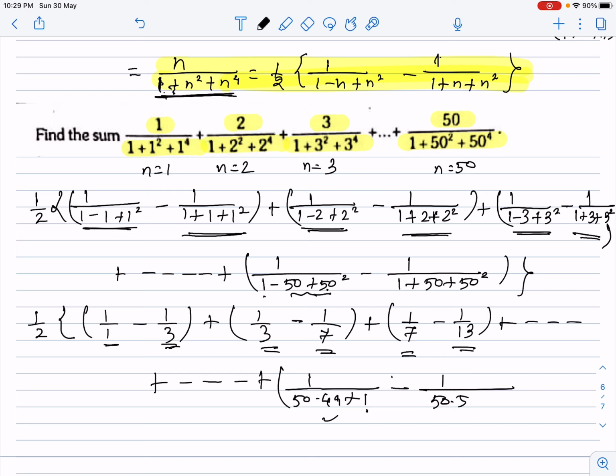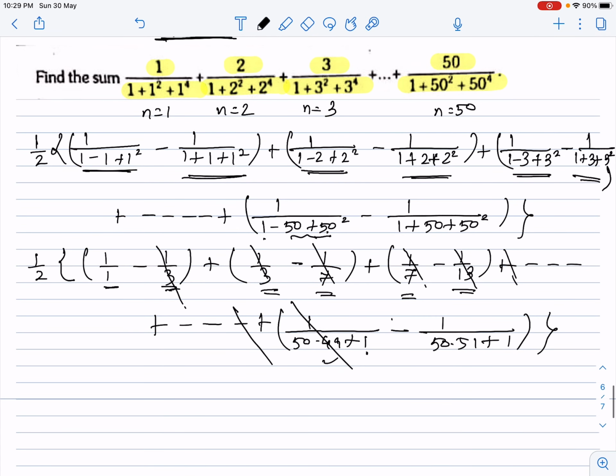That's great, sir. Now how will we cancel out the things written over here? Minus 1 by 3 got cancelled with plus 1 by 3. Minus 1 by 7 got cancelled with plus 1 by 7. Minus 1 by 13 got cancelled with plus 1 by 13. And here the minus sign will be getting cancelled with the plus sign written over here. That's awesome. Now let's simplify it further. 1 by 2 would be written with 1 minus everything in between getting cancelled with one another, and finally 1 upon 50 multiplied by 51 plus 1.